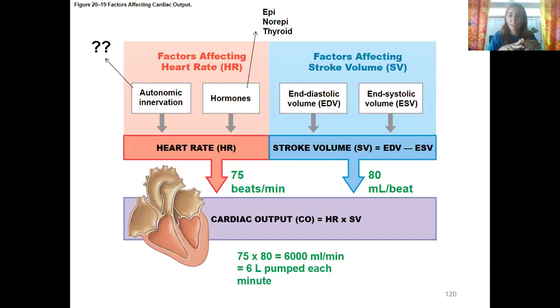Now, the two factors that can affect stroke volume include the EDV and the ESV. We talked about the EDV and the ESV a little bit in part 2, but I just want to do a quick recap so that we are definitely all on the same page in regards to the EDV and the ESV that you recently learned.